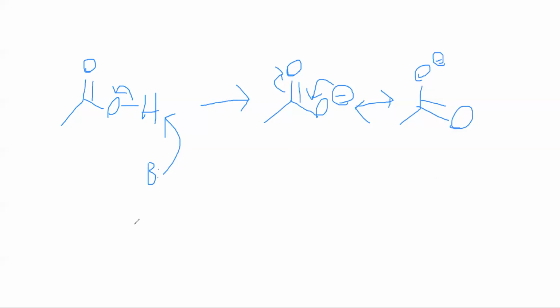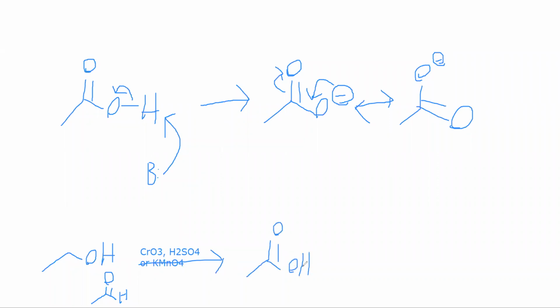In terms of synthesizing carboxylic acids, I've talked about it a little bit, kind of indirectly. If you have a primary alcohol like this, or if you have an aldehyde, you can start with either of these. And if you oxidize them with a strong oxidizing agent like chromate, CrO3 with an acid, or use KMnO4, that's going to oxidize the primary alcohol or the aldehyde to form a carboxylic acid. You can't do this with a secondary alcohol, so it has to be primary if you're trying to make a carboxylic acid.